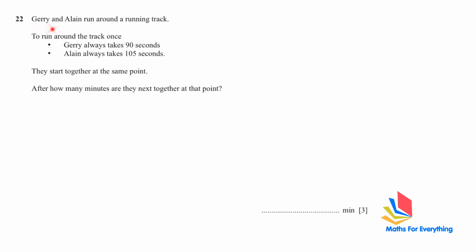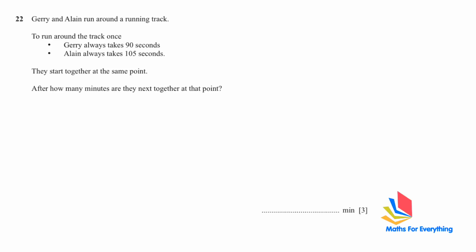Question number 22. Jerry and Elaine run around a running track. To run around the track once, Jerry always takes 90 seconds and Elaine always takes 105 seconds. They start together at the same point. After how many minutes are they next together at that point? Whenever you have a question like that, you have to find the LCM, or the lowest common multiple.